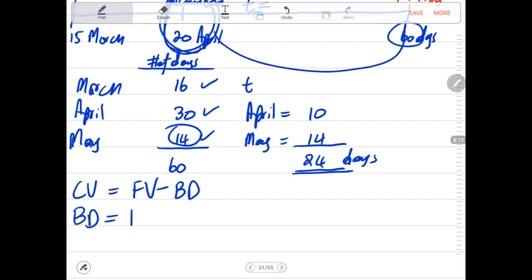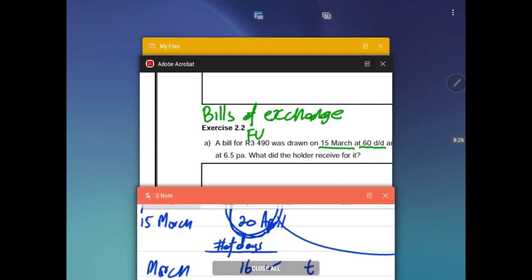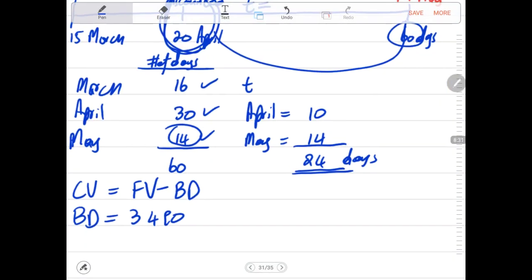Banker's discount, we know that it says face value times the rate times T, which is our unexpired period. And we know that our face value is 3,490. Just to verify that, 3,490 the face value of the bill. The interest is 6.5%. We multiply by 0.065. We multiply this by 24 over 365. We mostly assume 365 days in a year if it's not specified, unless stated otherwise.